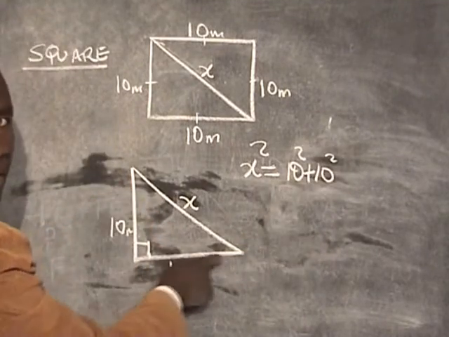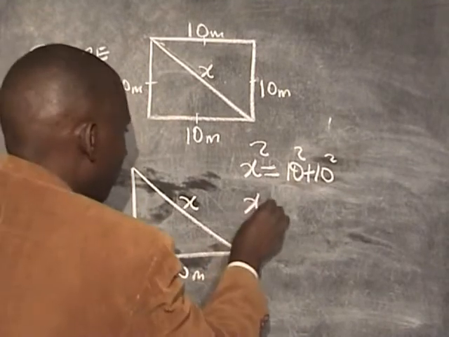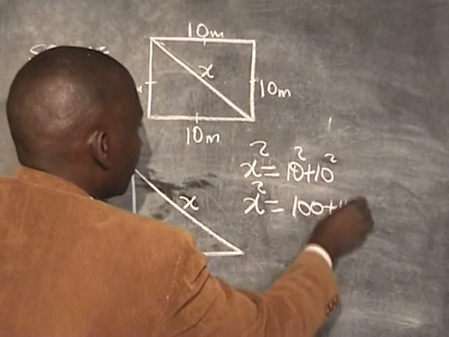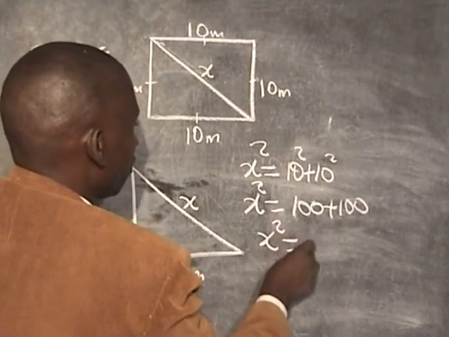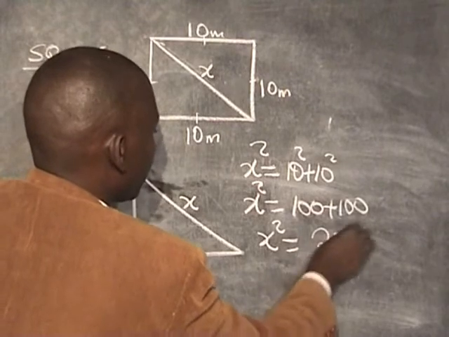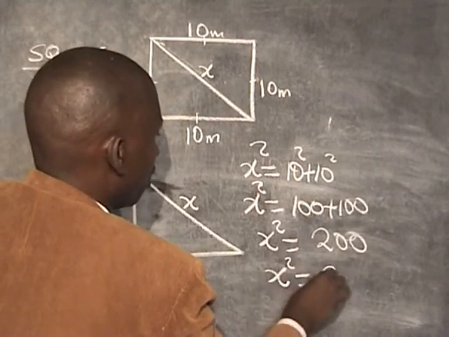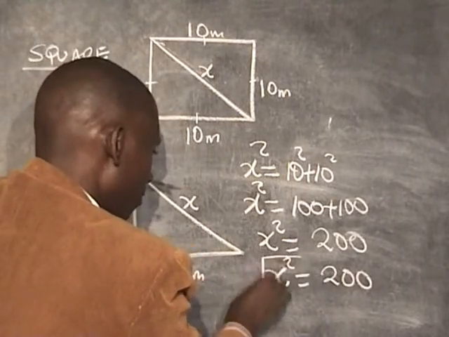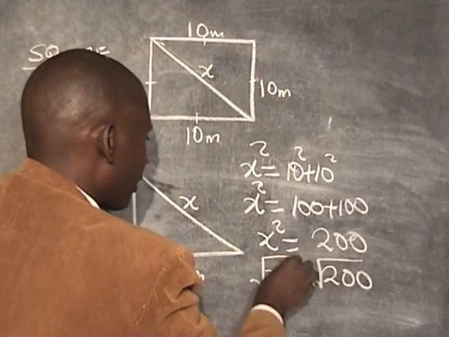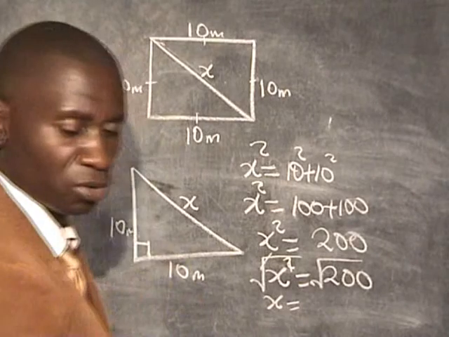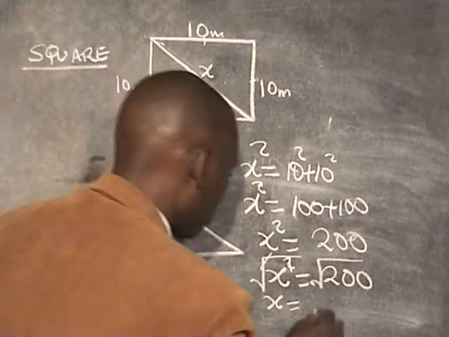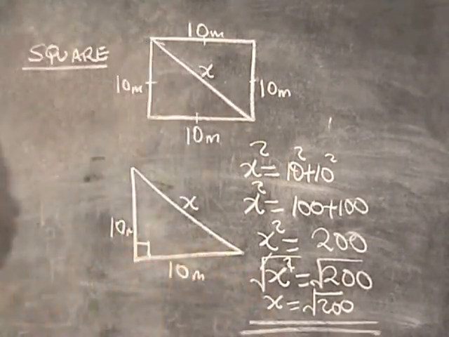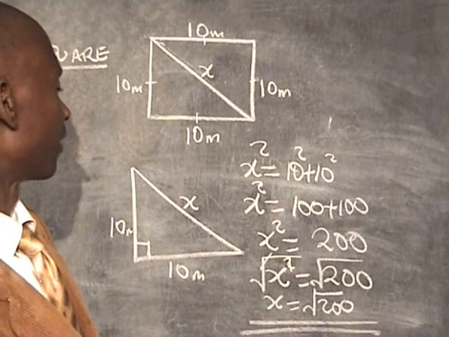You square this side and that other side. And this way, x squared is equal to 10 times 10, which is 100, plus 10 times 10, which is 100. So x squared is equal to 100 plus 100, which is 200. Then what you are going to do is get rid of this power by taking the square root on this side and the square root on that side. Then x is equal to the square root of 200. This time around, I'm not going to find the square root of 200, but I express that the square root of 200 is the length of that x.